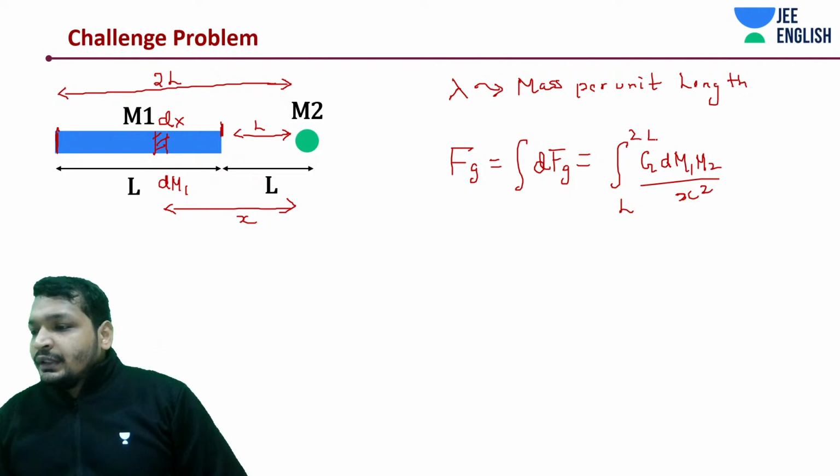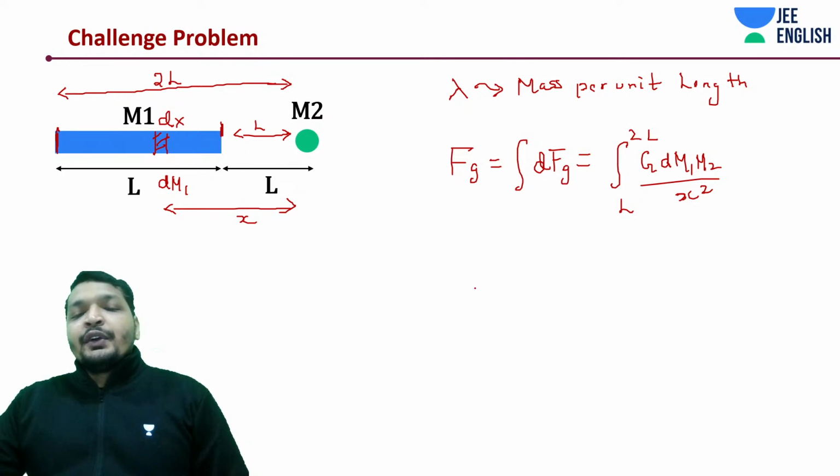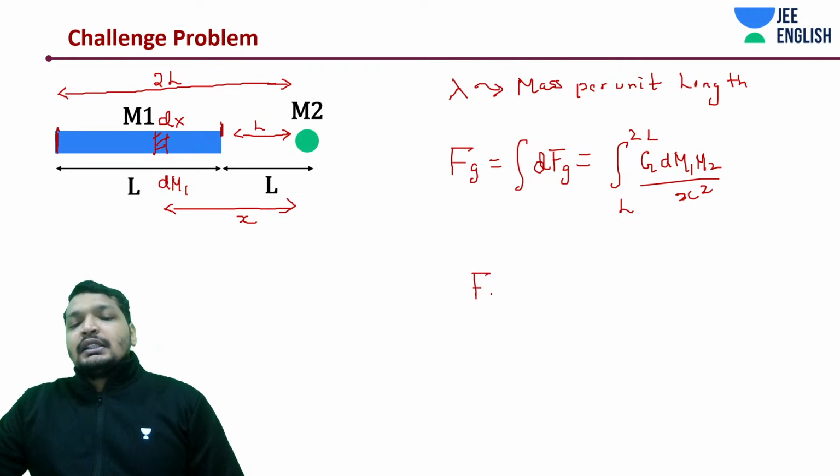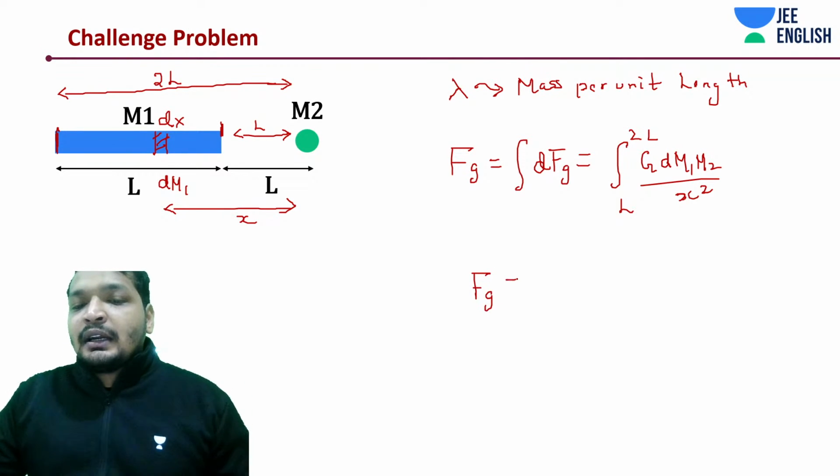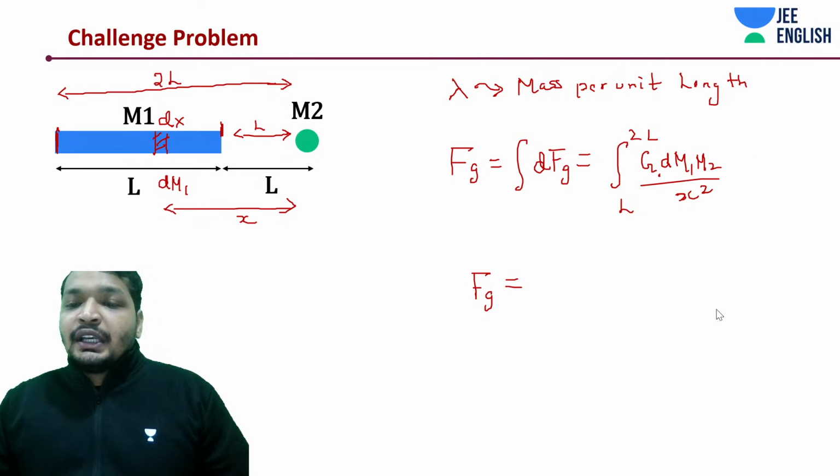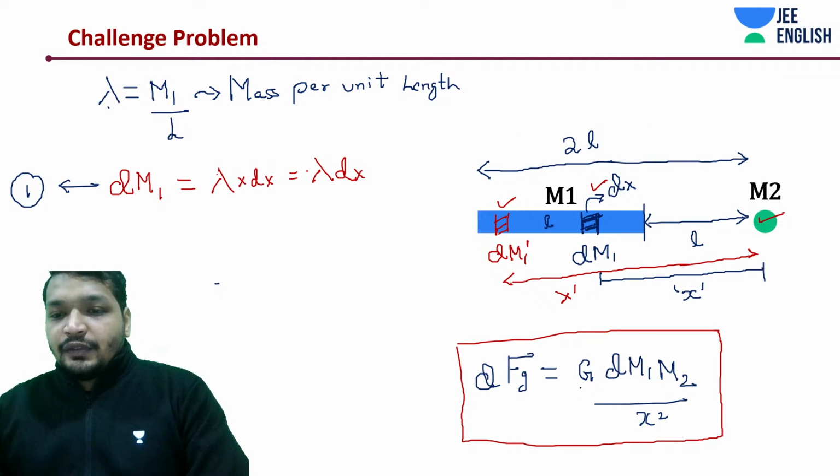Now comes the question. What are we going to get now? We are going to get something. Let's keep it as lambda. Try to understand that point. I'm going to change the value of dm1. Of course, we need to do it during our integration. This is the same equation.